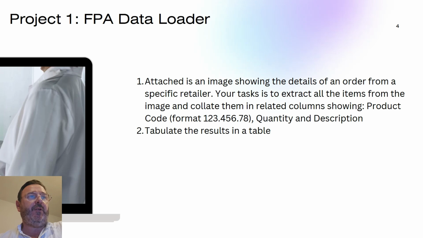So I've got this thing called a data loader, and all it is, the prompt basically says, attached is an image showing details in an order from a specific retailer. Your task is to extract all the items from the image and collate them in related columns showing the product code of that format, the quantity and the description. Tabulate the results in a table.